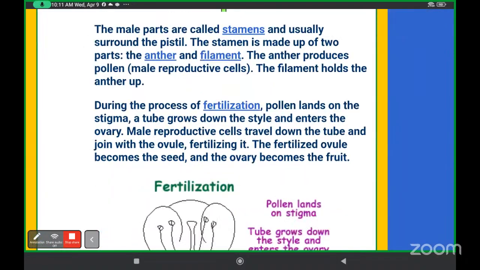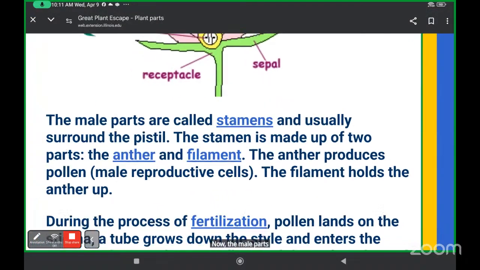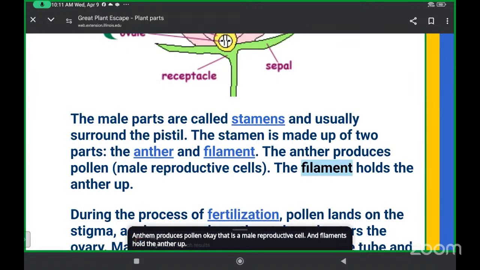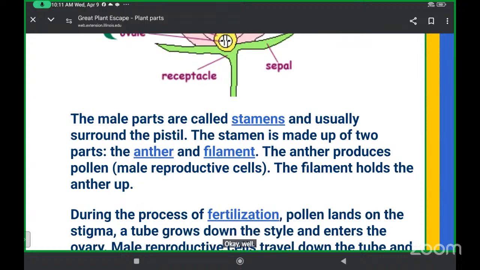Now, the male parts are called stamen and usually surround the pistil. The stamen is made up of two parts, anther and filament. Anther produces pollen, that is a male reproductive cell. And filaments hold the anther up.